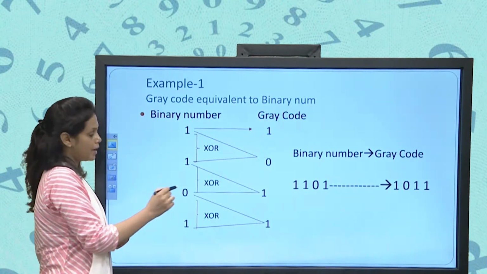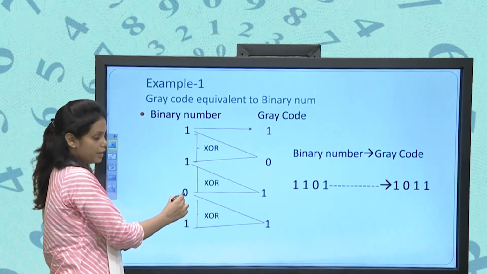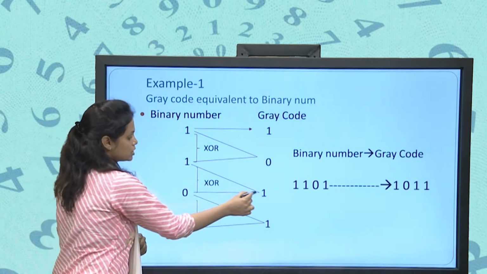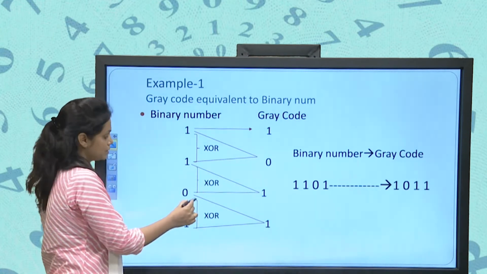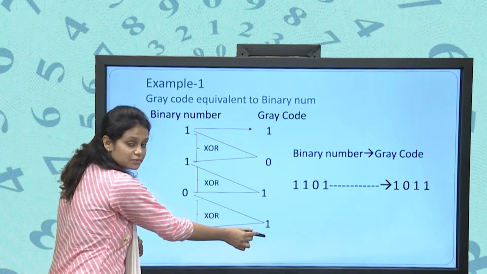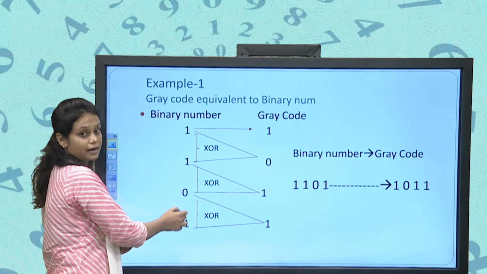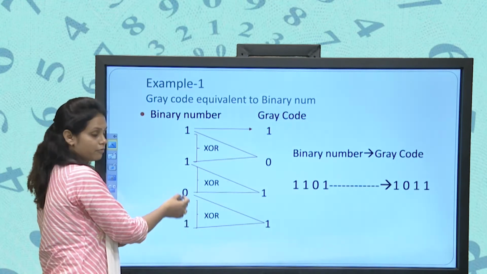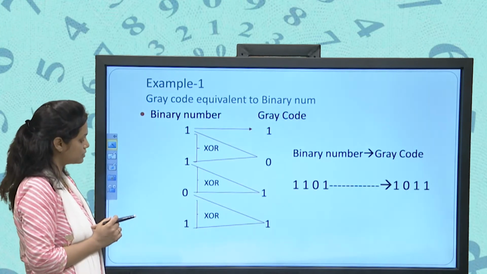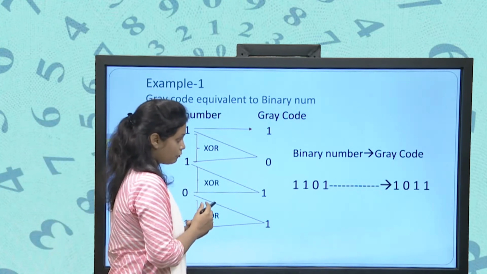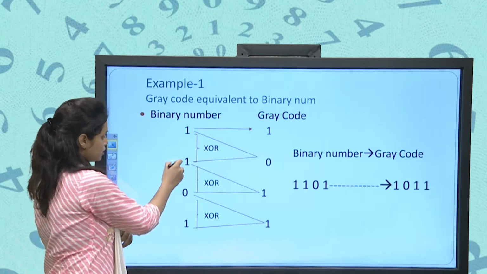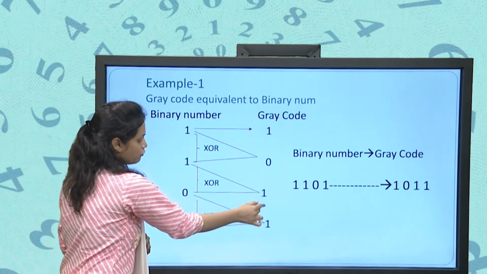Then we will make the pair of this second and third bit. Okay, the bits are different. So output of the Xor is 1. Then we will make the pair of this 0 and 1, will apply Xor. So the output is 1. Why the output is 1 over here? Because these bits are different. Otherwise we can say that number of 1 is odd. Okay, so the output of the binary number 1101 is 1011, right?